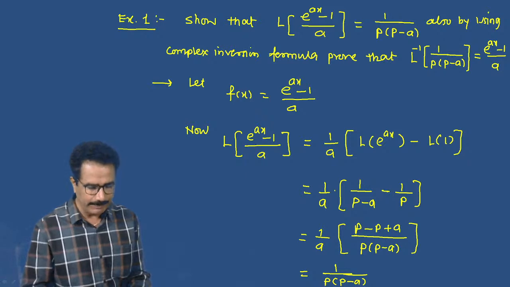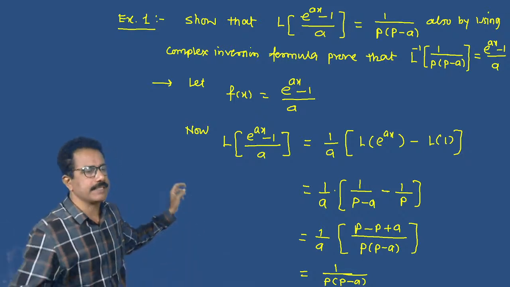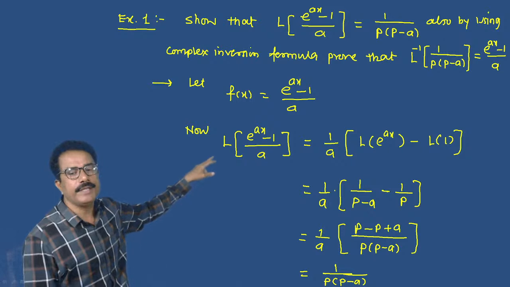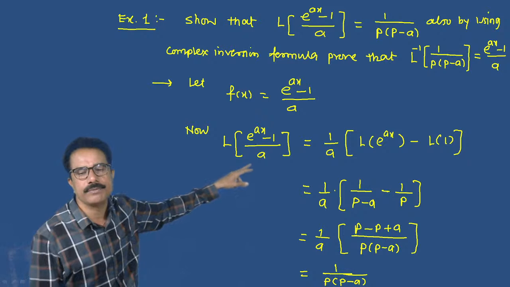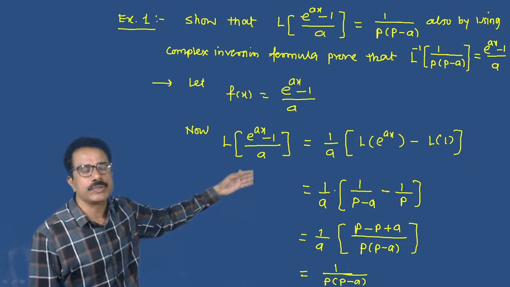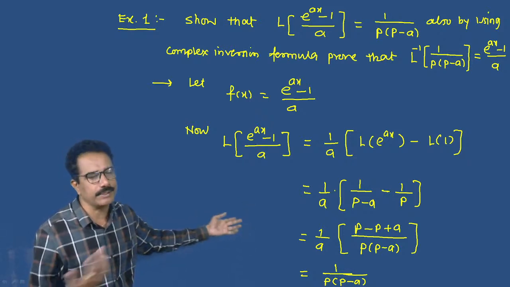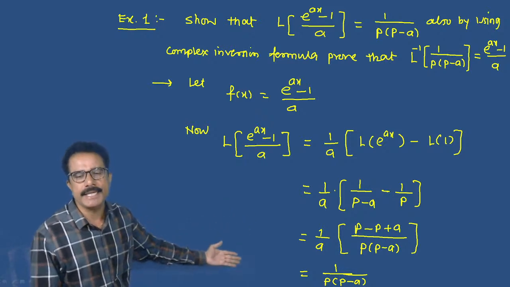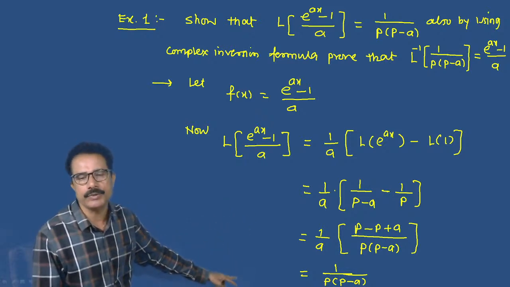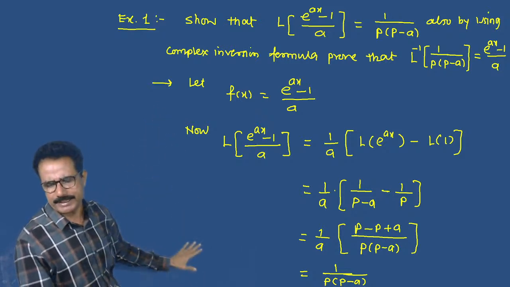So by taking the Laplace transform, L of (e raised to ax minus 1) divided by a. A is a constant, so you can keep it as it is, 1 upon a, L of e raised to ax minus L of 1. L of e raised to ax is 1 upon p minus a according to the definition, minus L of 1, which means 1 upon p. By taking LCM, we will get the result 1 upon p into (p minus a). This is the first part of this example, and this is a very simple example.